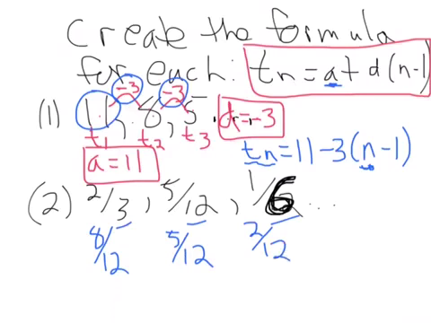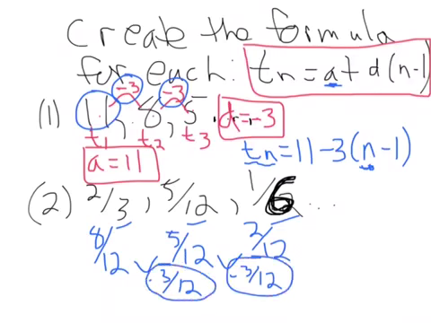So what's the common difference there? And this time I'll show it at the bottom. Well, this one's going to be negative as well. 2/12 minus 5/12 would be negative 3/12. 5/12 minus 8/12 would be negative 3/12. But we know that 3/12 is the same as 1/4. So D equals negative 1/4.